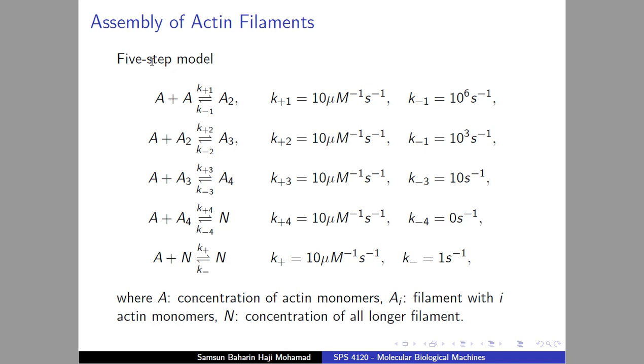So we have this five-step model: A plus A gives A2, A plus A2 gives A3, A plus A3 gives A4, A plus A4, and so on, up to A plus An giving N. Here these are the left hand side reaction rate constants, and the right hand side reaction rates. These are association, and these are dissociation. We can see that the rate of association is greater than the rate of dissociation.